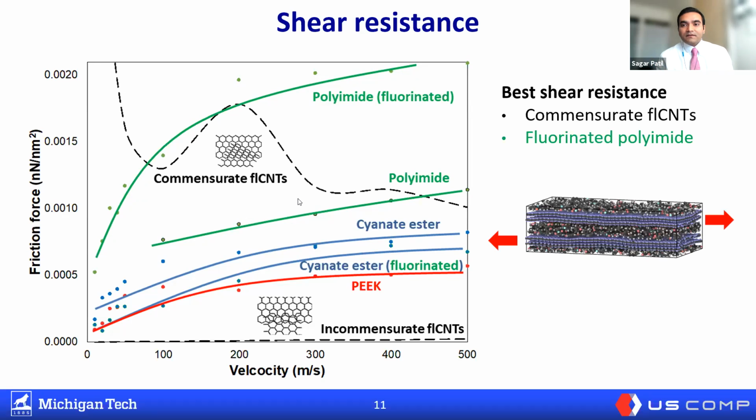So the main takeaway is that commensurate flattened CNTs, which is unable to achieve, offers better friction, and among the polymers, the fluorinated polyimides is the best to use.